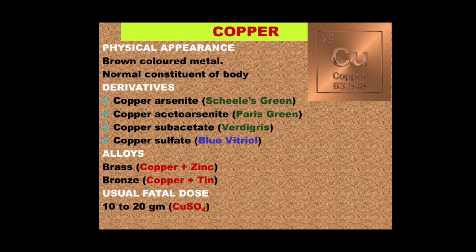Usual fatal dose, when one is asked, the figure that is given almost always relates to the commonest salt or derivative which is seen in toxicology, and that is copper sulfate. The range is 10 to 20 grams.